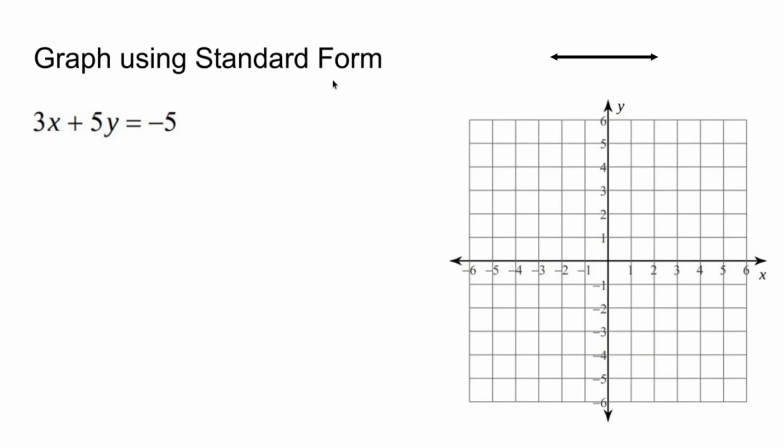Graph using standard form. Now standard form is in the form ax plus by equals c. Now there's a few shortcuts if we want to use standard form to help us figure out how to graph it quickly. Okay, now here are the shortcuts, and this is something that you're going to memorize if that's what you decide to do. I'm going to try to find two things, the x-intercept and the y-intercept.